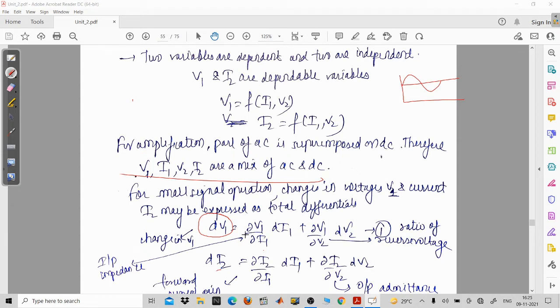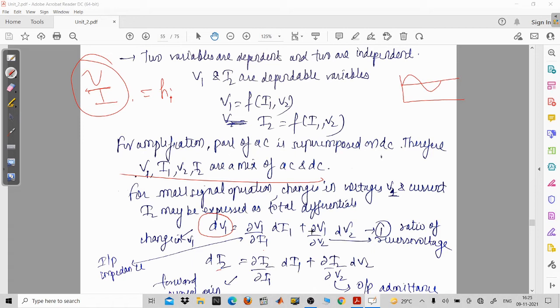This V1 upon I1 means what? Voltage and current. So V upon I is there. So what is this? V upon I means what? This is the resistance. This you can say impedance also. So you can represent this by Hi, or this is H11 also, because this is the first parameter. That will be H11. Now the second one will be, you can see here V1 upon V2.